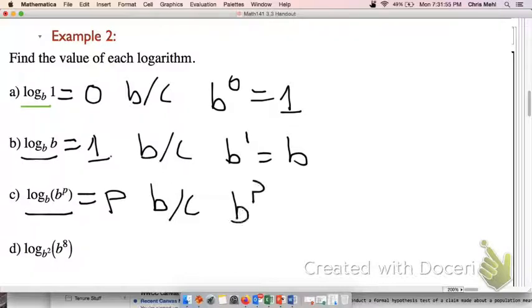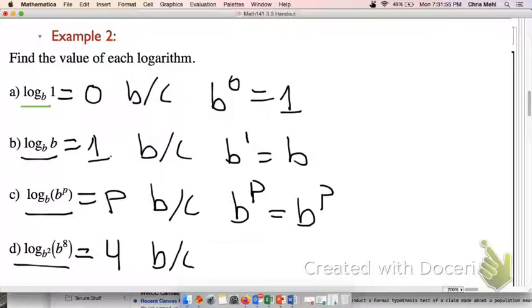So this is because b to the p, okay, so the base raised to the p power equals the input b to the p. So this one's kind of silly. And finally the last one down here, log base b squared. So if the base is b squared and the input is b to the 8th, this time you'll see that log base b squared of b to the 8th equals 4.